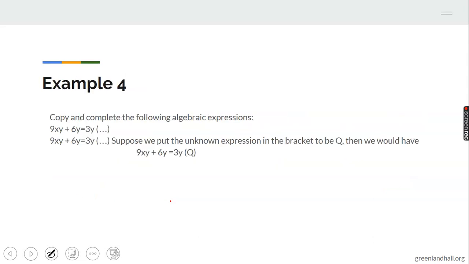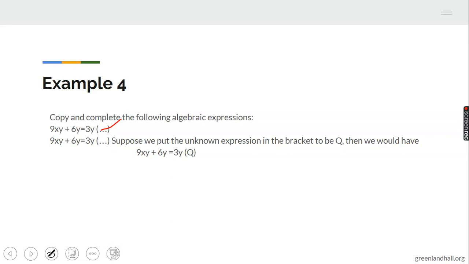Now, let's look at this example. We want to copy and complete this. There are methods that you can use to factorize. There's a particular term inside the bracket. We just denote it by dash, dash, dash. Later, we use q to represent that algebraic term that is inside the bracket. Now, how does it come into play? The first thing is you look for the common factor.